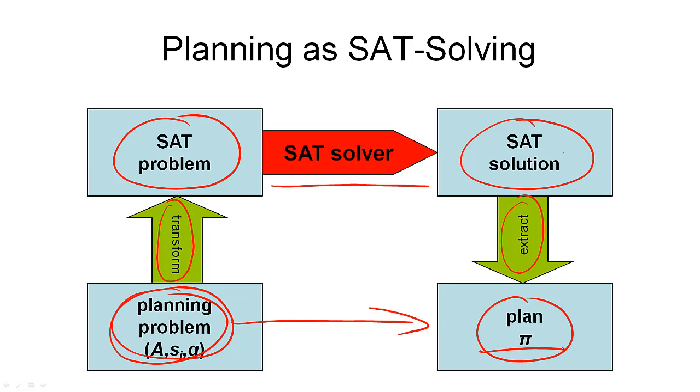So you can see this approach is quite different from everything we've seen previously because it doesn't tackle the problem head-on, but transforms it into a different problem, solves that problem, and extracts the solution from that other solution. And the main reason why this approach works so well is, of course, that we have efficient SAT solvers. This approach was quite successful in the mid to late 90s, and the planner that implemented it was called Blackbox.